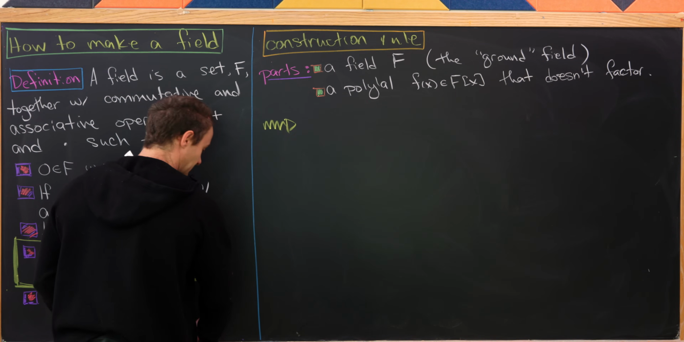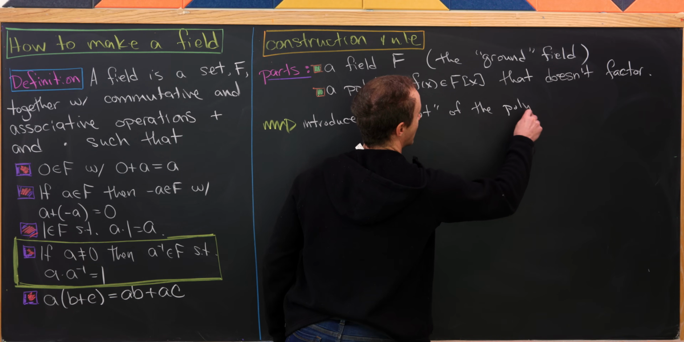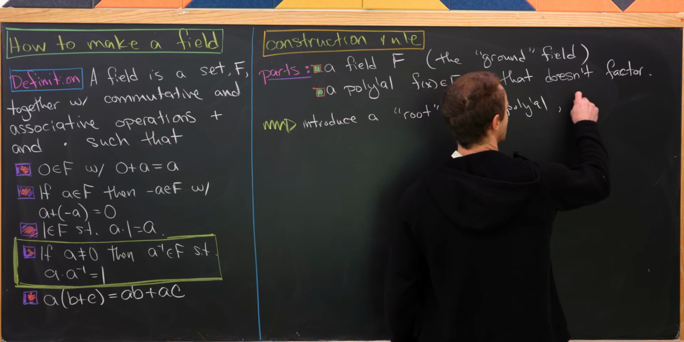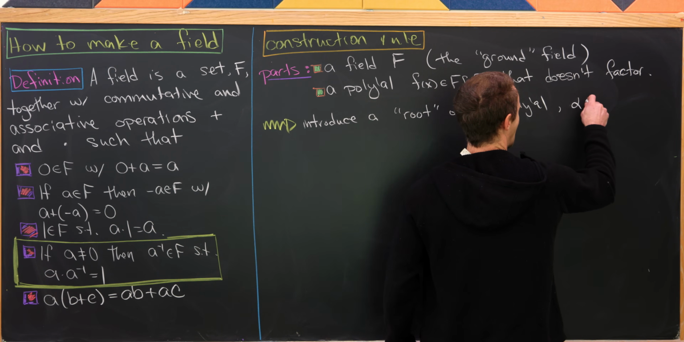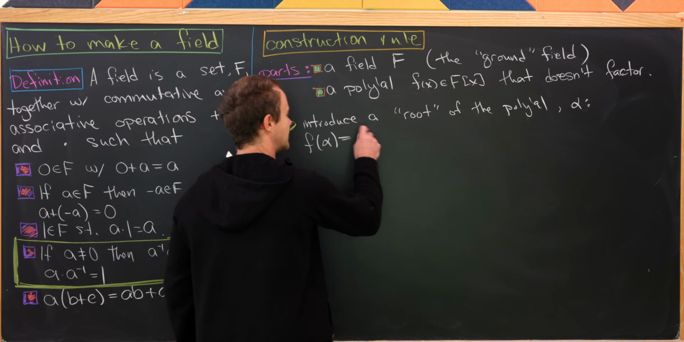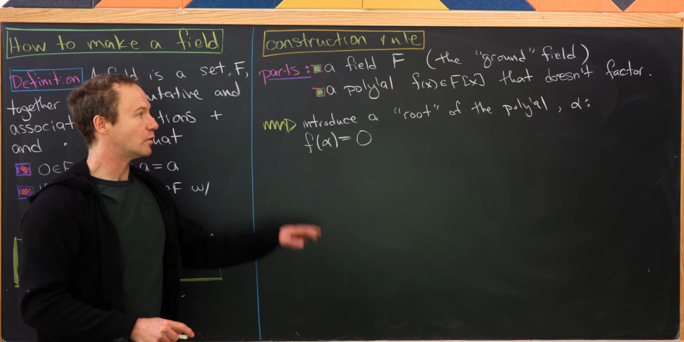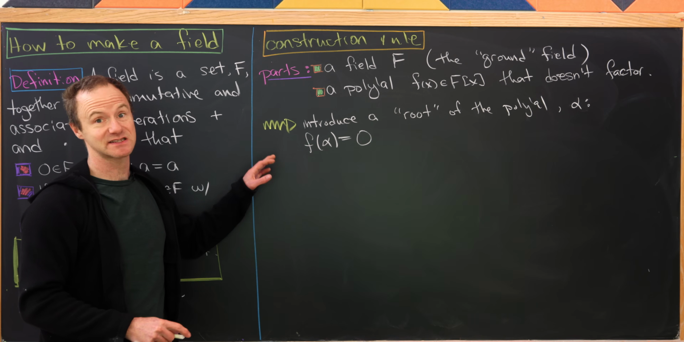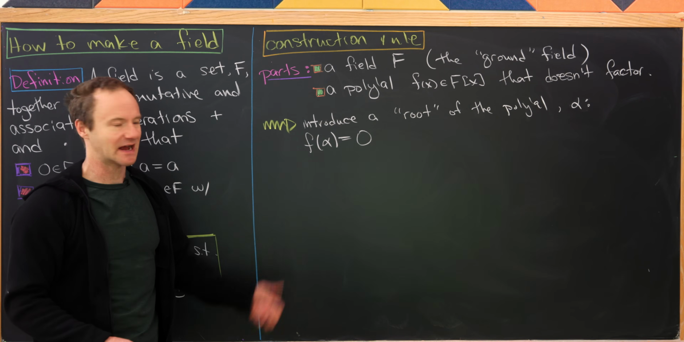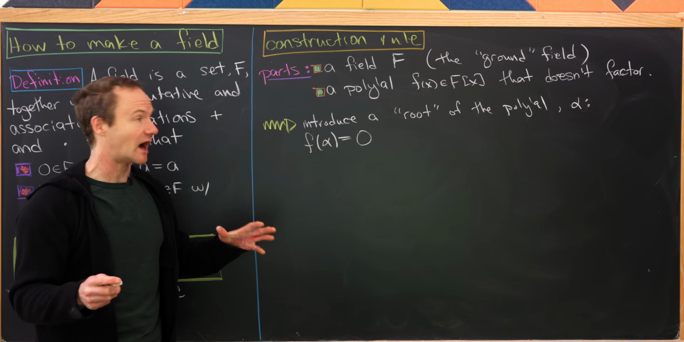Okay, so maybe the first thing to do is to introduce a root of the polynomial. So maybe for the purposes of this video, we'll call that root alpha. So what do I mean that alpha is a root of that polynomial? Well, that means it satisfies the equation f of alpha equals 0. Now notice, since f of x does not factor, we know that no such alpha exists to do this inside of the field. If they did, we could factor out an x minus alpha or whatever. So that's why introduction of this root is a new object.